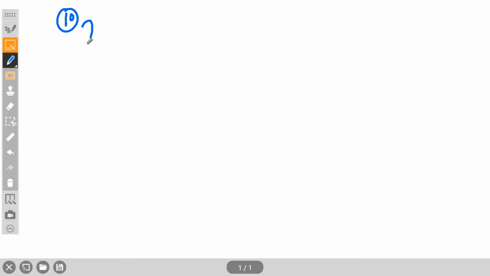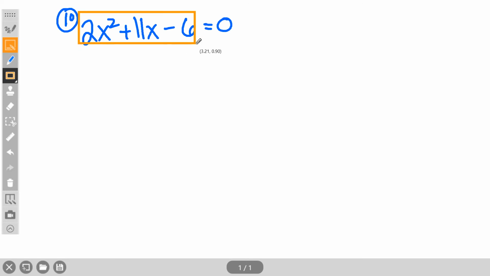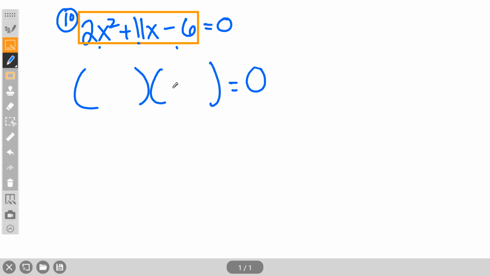Number 10, 2x squared plus 11x minus 6 equals 0. It's already set equal to 0. There is no GCF for these three, so I can just go ahead and factor it. I know it's going to factor into two factors, so I'll just set those up. I'll go over here and try to figure out what those two factors are.